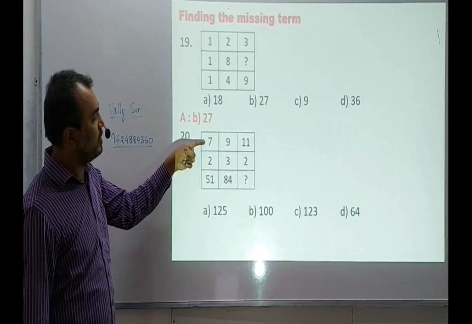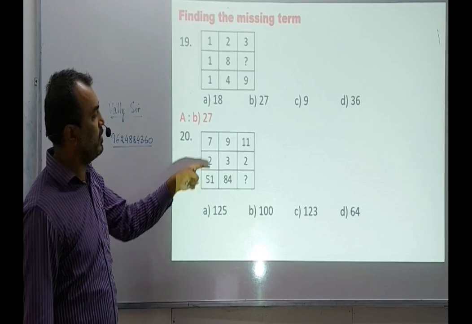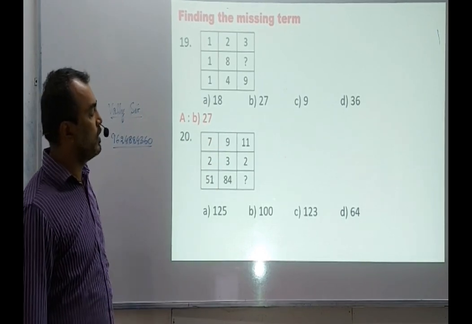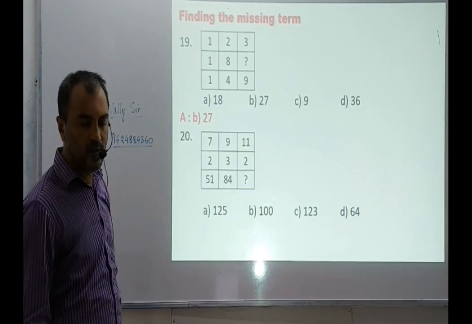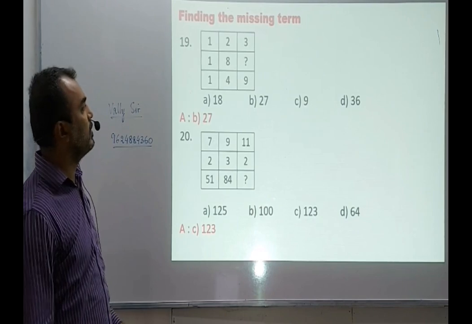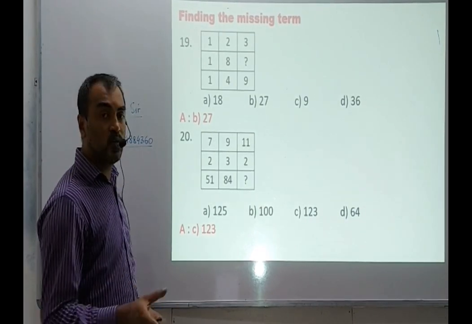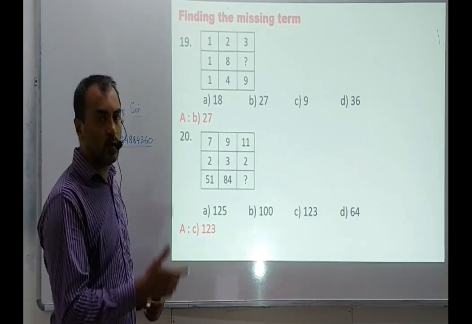Quite simple. 7 square is 49 plus 2, 51. 9 square is 81, 81 plus 3 is 84. So 11 square is 121 plus 2 gives us 123. The answer is C, 123. So this is the end for today. Yes, the first 14 sums are done for you. The last 6 sums I give you the answers, but the logic you have to develop.